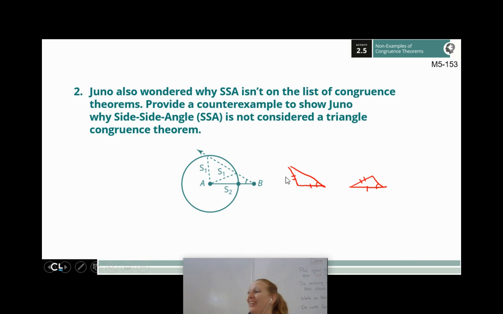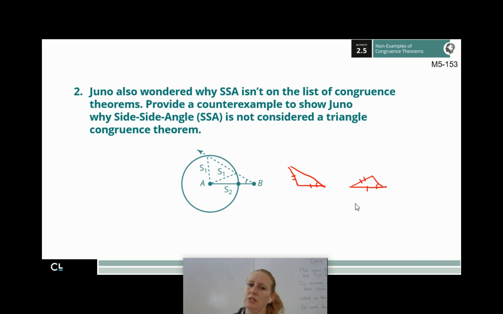I have side, side, angle, side, side, angle. But because my angle is not included anymore, it provides this hinge point over here, right? It could be here or I could swing it back there. And that totally changes my triangle. Those are definitely not congruent. So that's a nice counterexample. You may have something similar, but that's a good counterexample for why that does not work.